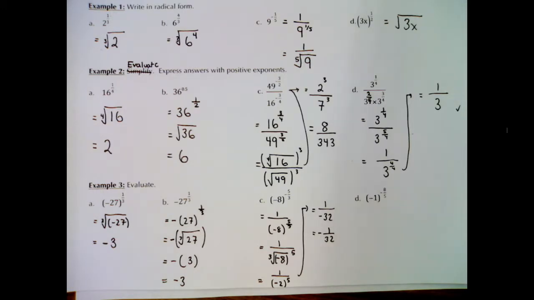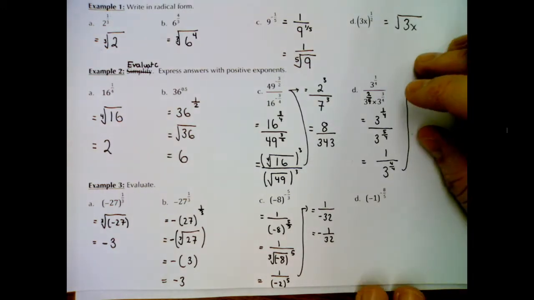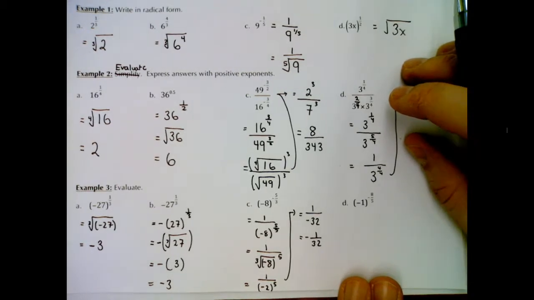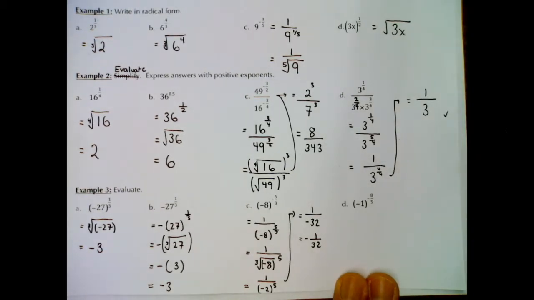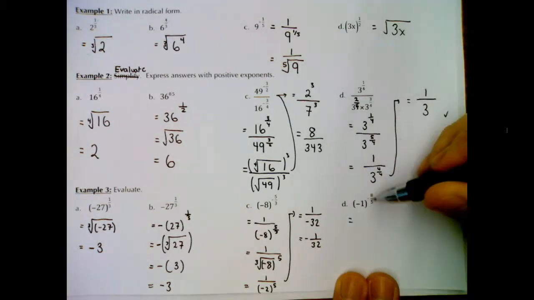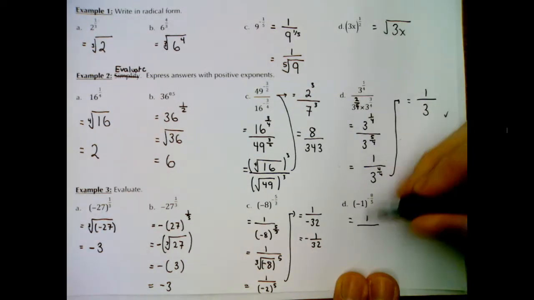And D. D looks weird because the base is negative 1. Let's just work this out using our exponent rules and our rationals. Let's see what we got here. Negative exponent first, so we're going to flip it.